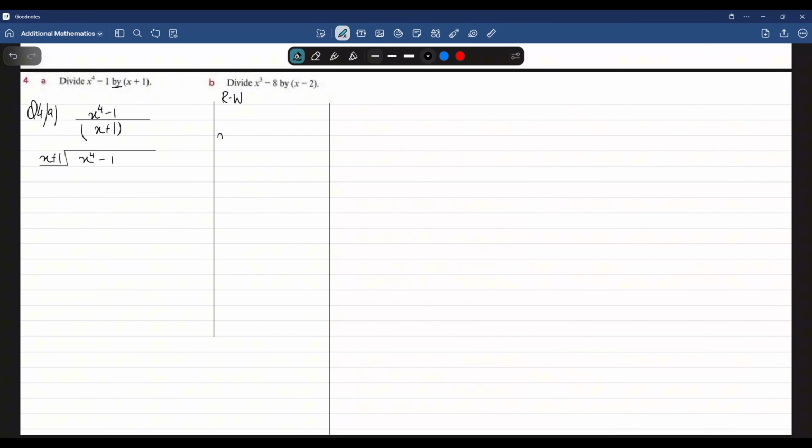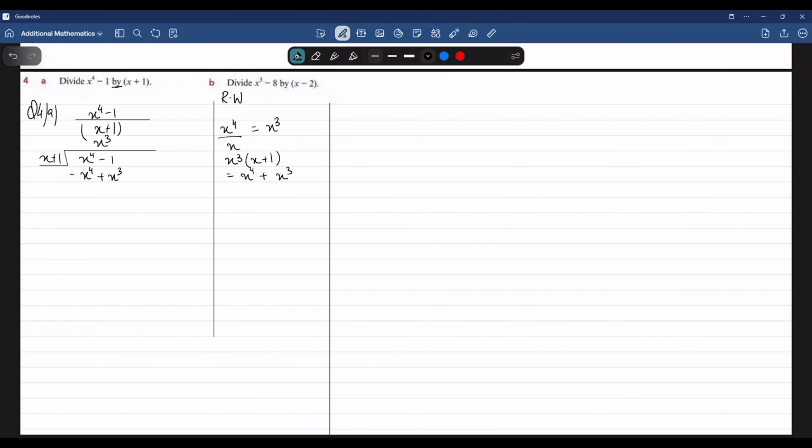Now we get x raised to power 4. x raised to power 4 divided by x is going to give us x cube. Now x cube multiplied by x plus 1 is going to give us x raised to power 4 plus x raised to power 3. Now again we write x cube here, x raised to power 4 plus x raised to power 3 here.